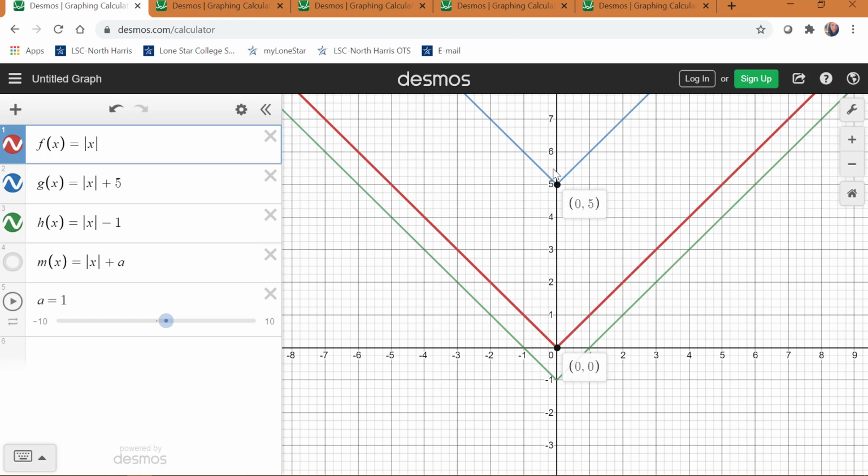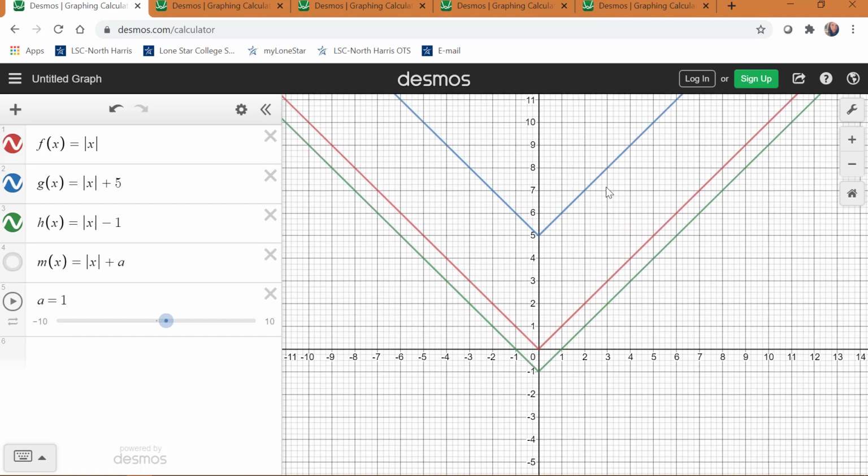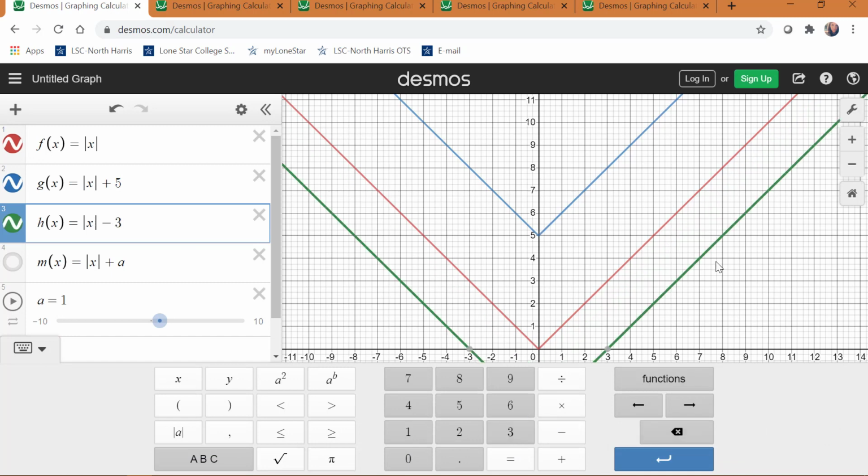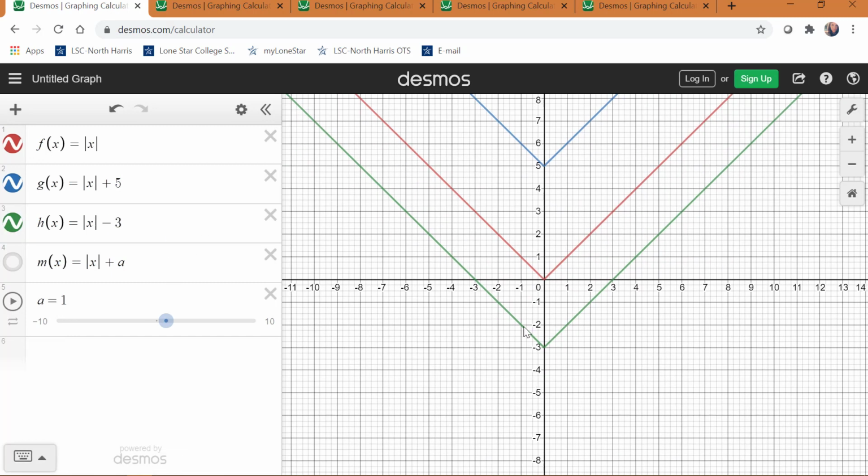And the rest of the graph comes along for the ride. And we notice that the shape of the graph is still that V-shaped graph, recognizable as that absolute value function, but it just has been shifted up 5 units. Okay, what happens if I subtract a 3? Instead of a 1, I subtract a 3. Well, the entire original graph then shifts down 3 units.